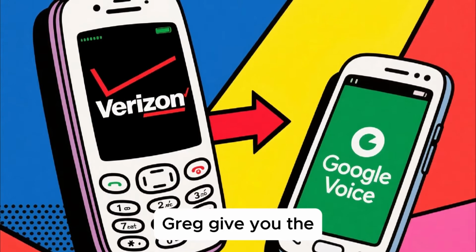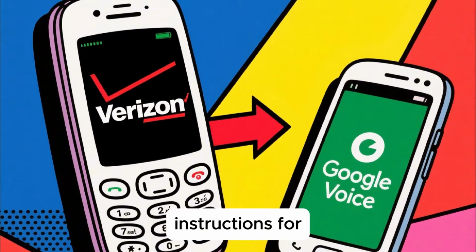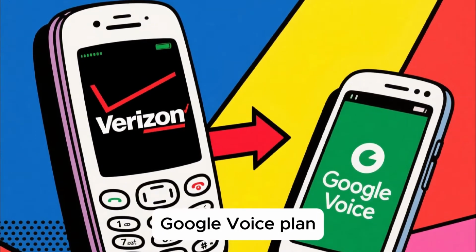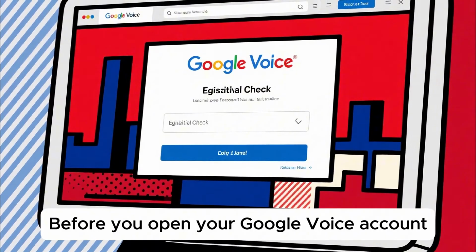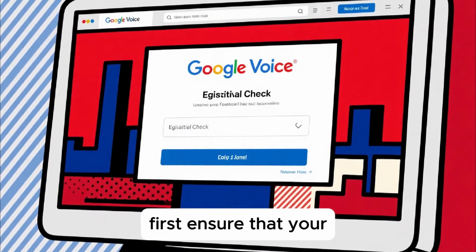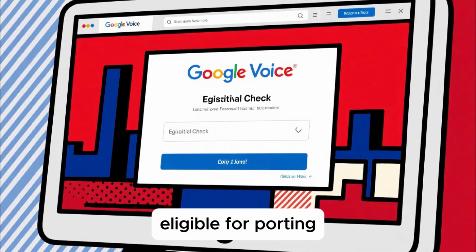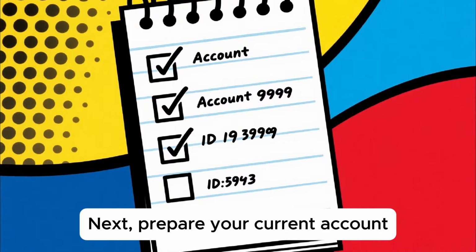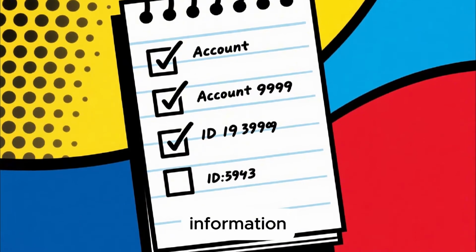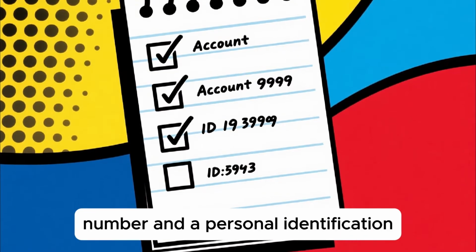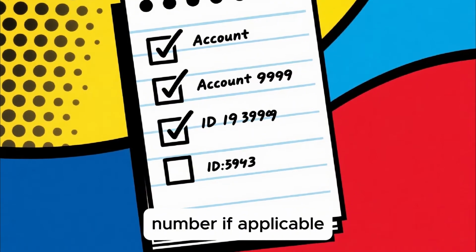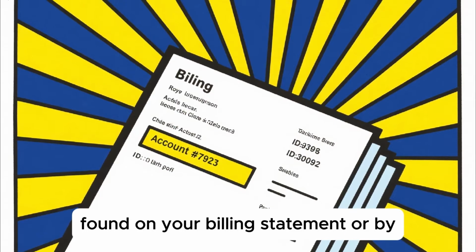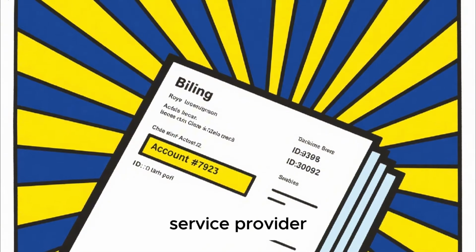I am going to help Greg give you the step-by-step instructions for how to port your current cell phone number to a free Google Voice plan. Before you open your Google Voice account, first ensure that your current phone number is eligible for porting. You can check this on the Google Voice website. Next, prepare your current account information. You will need your account number and a personal identification number if applicable. This information is usually found on your billing statement or by contacting your current service provider.